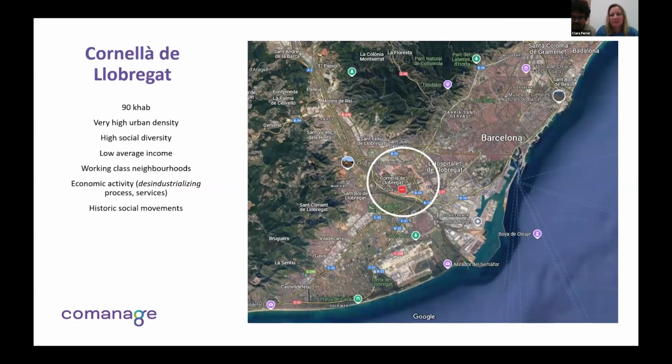So we are located in Cornellà de Llobregat, which is very close to Barcelona. This is a municipality that has a very high urban density, and we have 90,000 inhabitants. We have a high social diversity, an average low income per household, with many working class neighborhoods, and an economic activity that was quite industrialized some years ago, but is becoming less industrialized and more focused on services. And there are historic social movements.